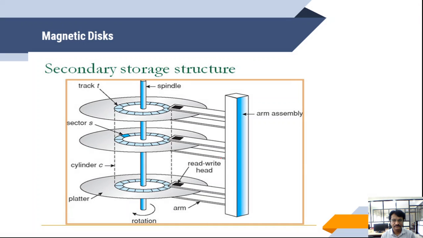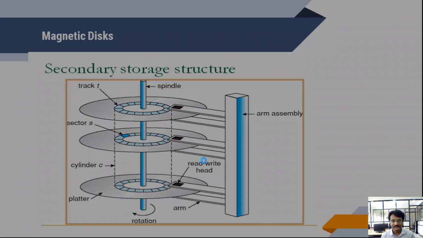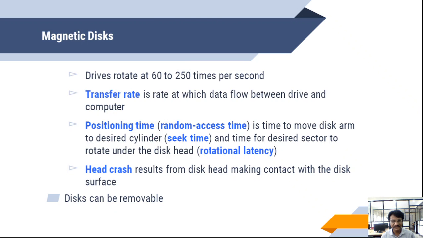This is the disk arm. You can see the disk arm move to the desired cylinder, and this forms a cylinder. How much time does it take? That is the random access time: the time to move the disk arm to the desired cylinder. That is also called the seek time. To seek that particular place, how much time it takes, that is also known as seek time.